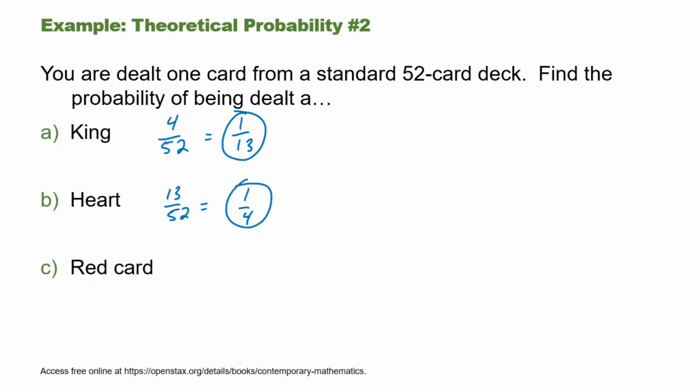Part C, a red card. Diamonds and hearts are red. Clubs and spades are black, and so that comes down to be 1/2 of the deck. But again, I'll write out the thinking here. If we look at a chart, we'd see there are 26 red cards out of 52 cards total, and that reduces to be 1/2. There's a probability of 1/2 that you will get dealt a red card.